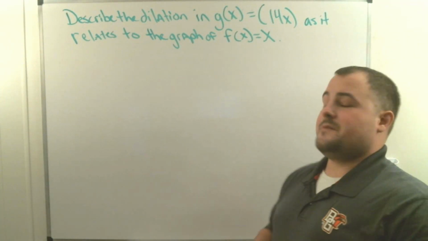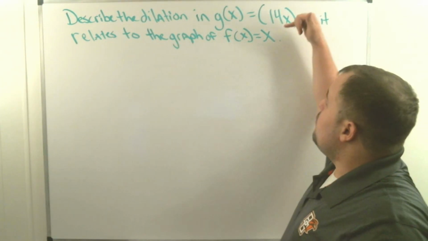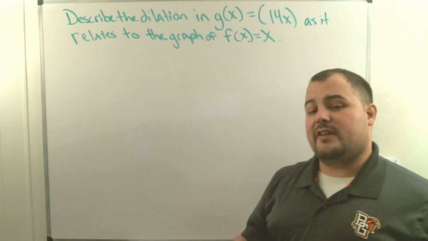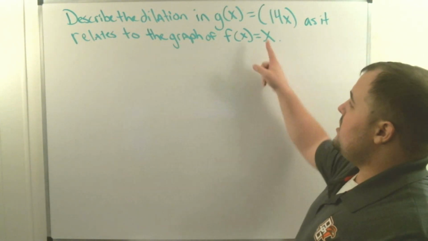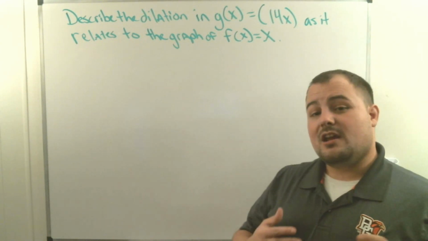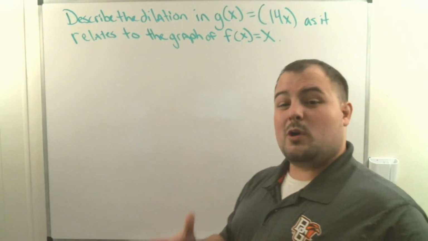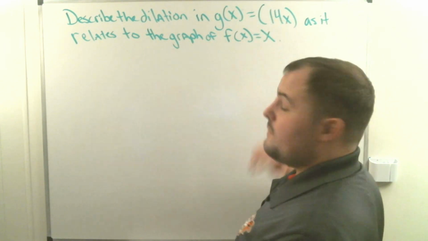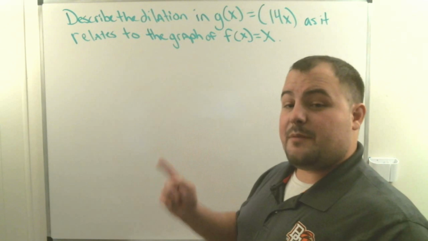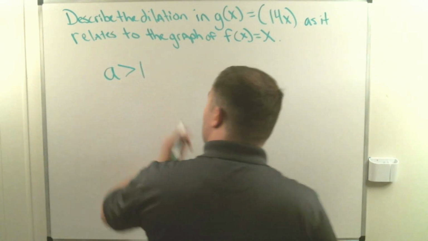Alright, so in this example, we're going to describe the dilation between these two equations. So we're going to describe what happened to get 14x if we started with f of x equals x. So we're starting with 1x, and we're going now to 14x, and that 14 is inside parentheses with the x. So the first thing we need to do is identify what changed. Well, it went from 1 to 14. So if it goes from 1 to 14, it's getting bigger, and that number is bigger than 1. So our a value is greater than 1.